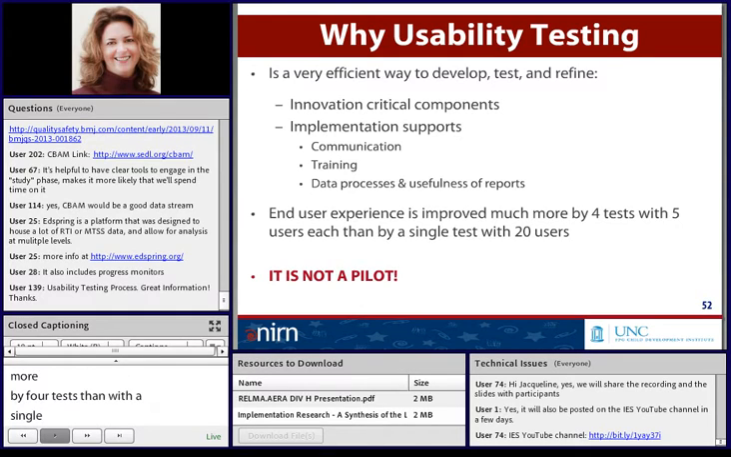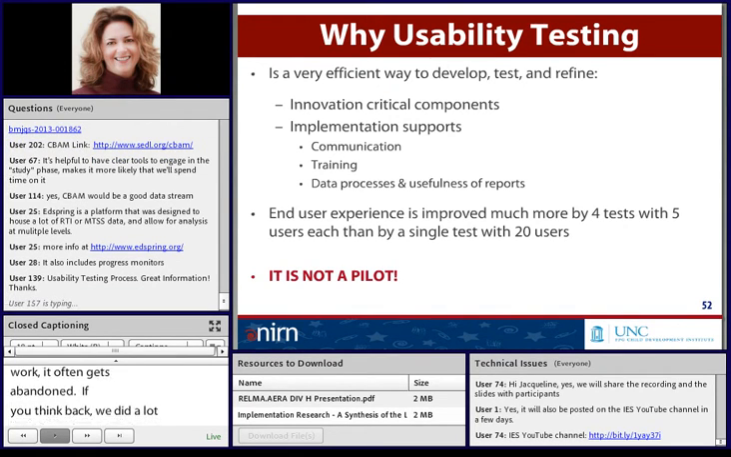You'll see that I have in red, it is not a pilot. Pilots tend to come with special funding, special resources, and it's a thing that you're testing, and you're going to see if it works or not, and if it works, you're going to scale it, and if it doesn't work, it often gets abandoned. I think that's often why, if I think back, we did a lot of pilots, and I banged my head on the wall where I had some staff wanting to just sit back and wait it out because they know there's a good chance if it doesn't work, it's going to be abandoned. That pendulum will swing. So usability testing is the opposite of a pilot.